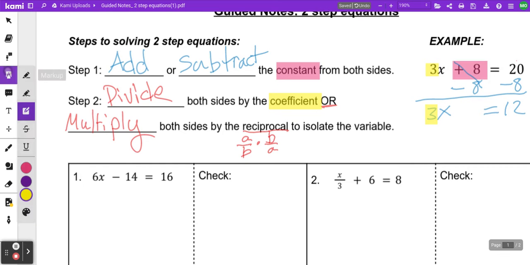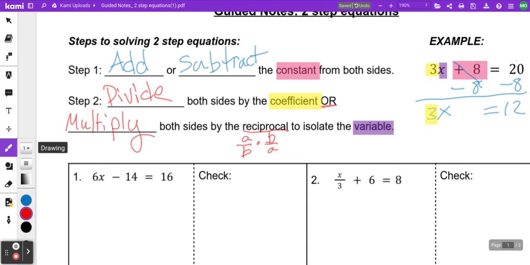And why do we do that? Because we want to isolate the variable. Remember, our variable is the letter in our problem. Okay. All right. So if I have 3x equals 12, the 3 is my coefficient. So I want to divide both sides by 3. The whole reasoning is because 3 divided by 3 makes 1, and they cancel each other out. So then all we have left is our isolated x for our variable. And then 12 divided by 3 is 4. And that gives you your solution, your answer.